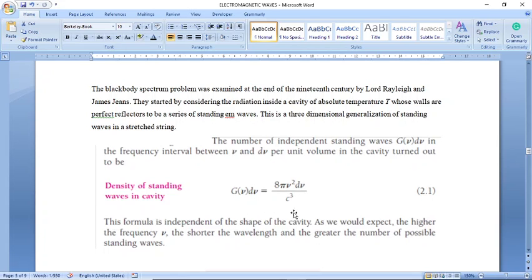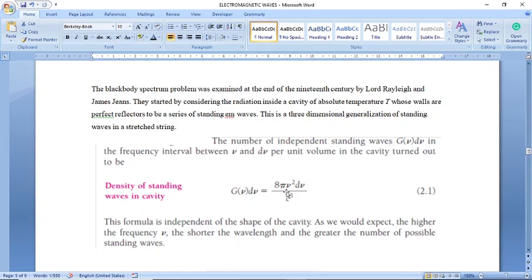And from these equations you can say that there are no parameters or any terms related to the shape of the cavity. Here only nu is the frequency, c is the velocity. So there is no connection with the shape of the cavity.